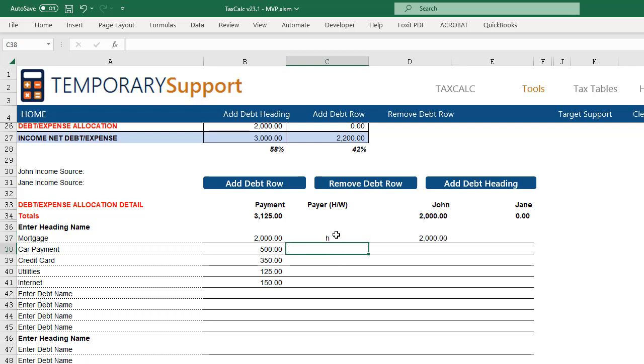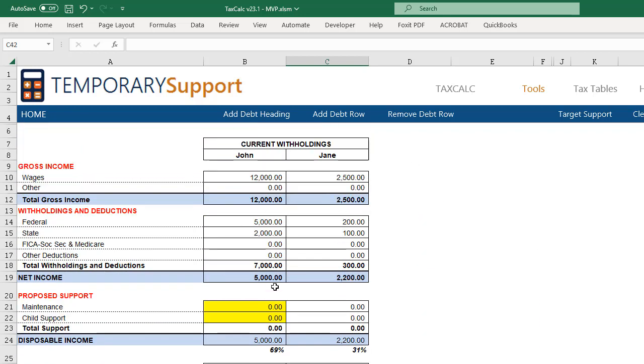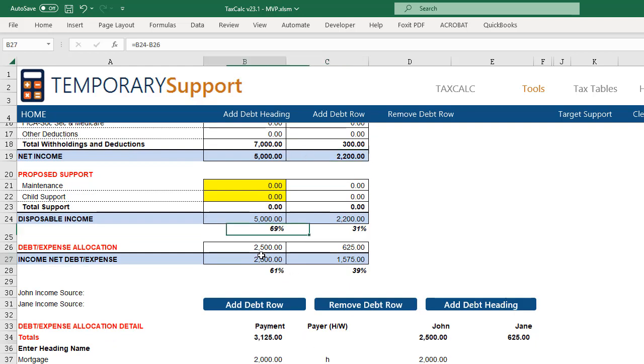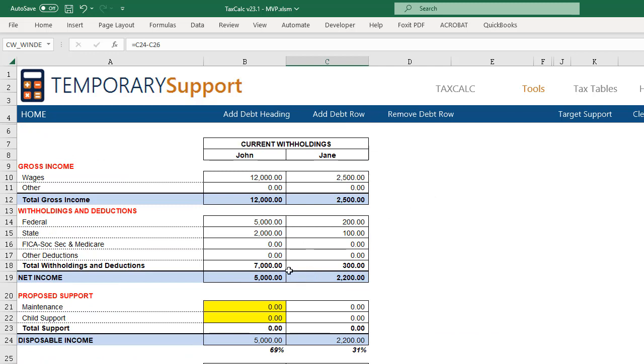So if husband pays the mortgage and the car payment, and in this case the wife pays the credit card, utilities, and internet, you'll see here when we start to go through this, this will be the income both of them have. These would be the expenses that both of them are required to pay, and then ultimately you can figure out how much support would be needed to get to a desired result.